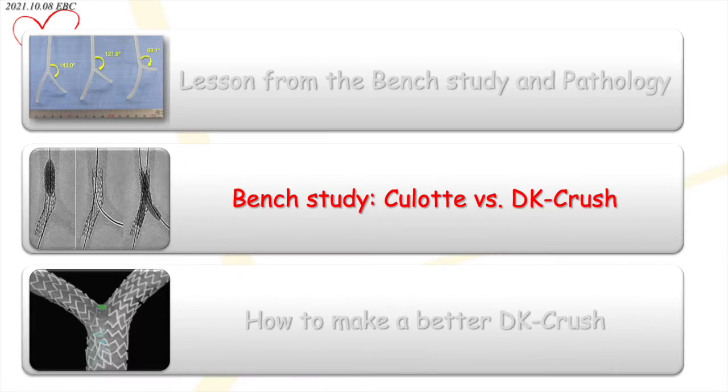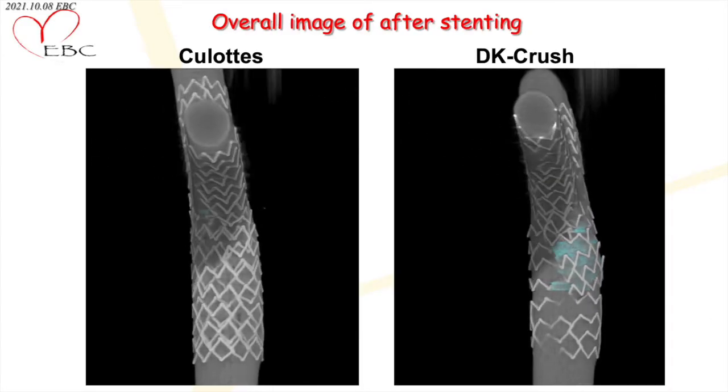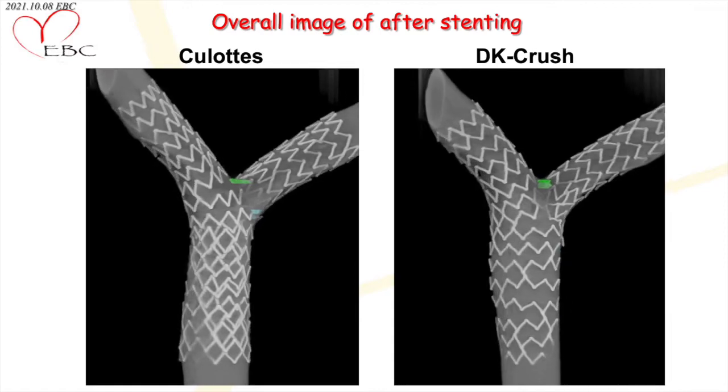Therefore, we compare the incomplete apposition volume of the Culotte and DK crush methods, which are also used in the two-stent technique. On the left is a flow chart of the Culotte procedure. On the right is a flow chart of the DK crush. For the same left main bifurcation model, Culotte stenting and DK crush stenting were performed 6 times under fluoroscopic guidance using Synergy. The left is Culotte and the right is the whole image of the DK crush.